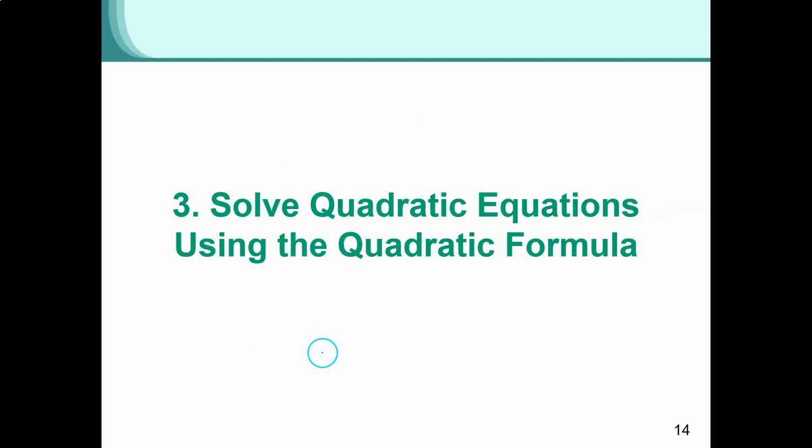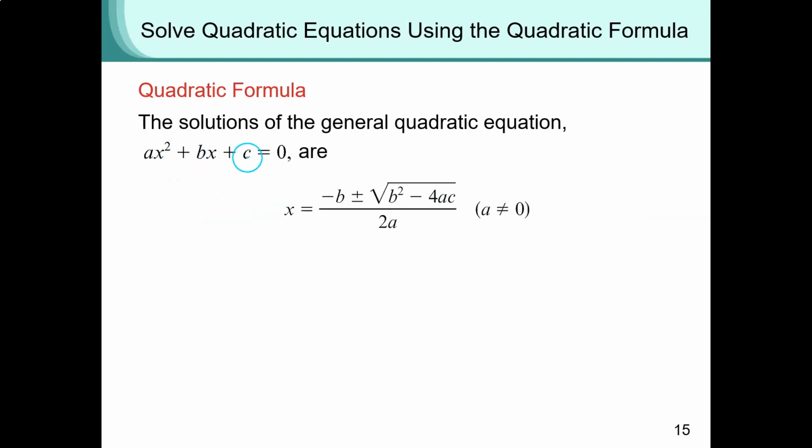Solve a quadratic equation using the quadratic formula. The quadratic formula is x equals negative b plus or minus the square root of b squared minus 4ac, over 2a. And keep in mind, your a cannot be equal to 0. Another thing you might need to know is b squared minus 4ac. These two terms under the radical, we call this the discriminant.